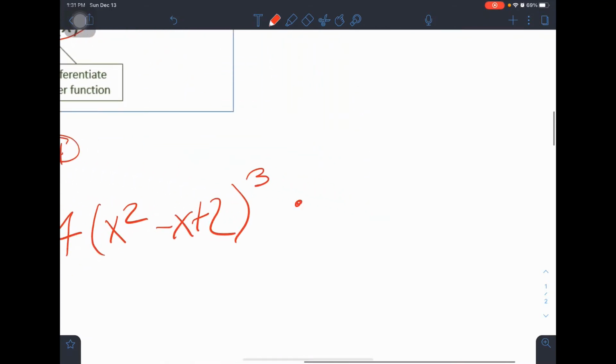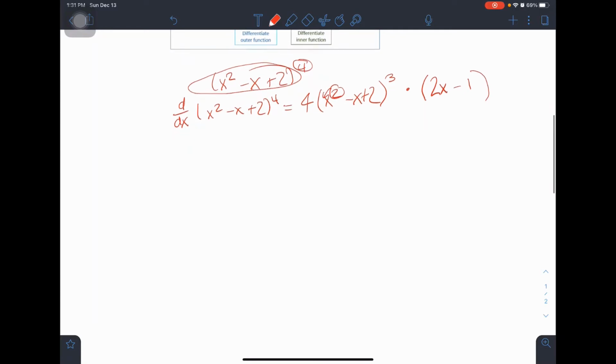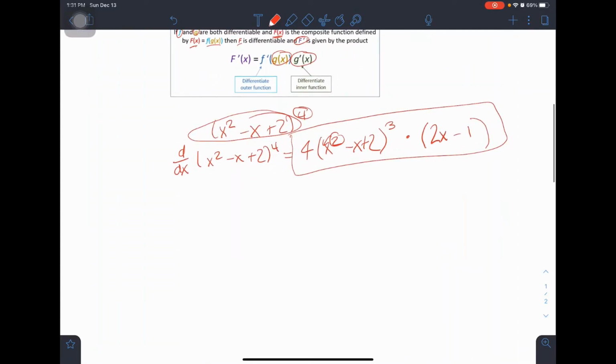So 4 times 2x minus 1. Bring down the 4 in the front, subtract 1. The derivative of negative x is just minus 1, and the derivative of any constant is 0, so this would be our answer right here. So that is the chain rule in a nutshell.